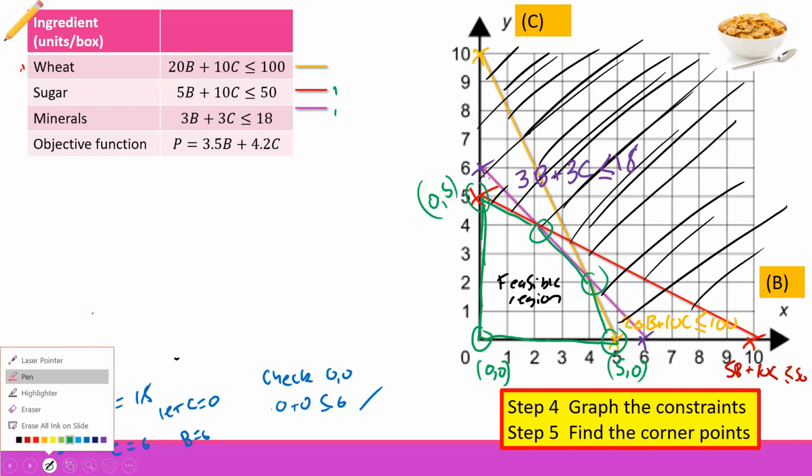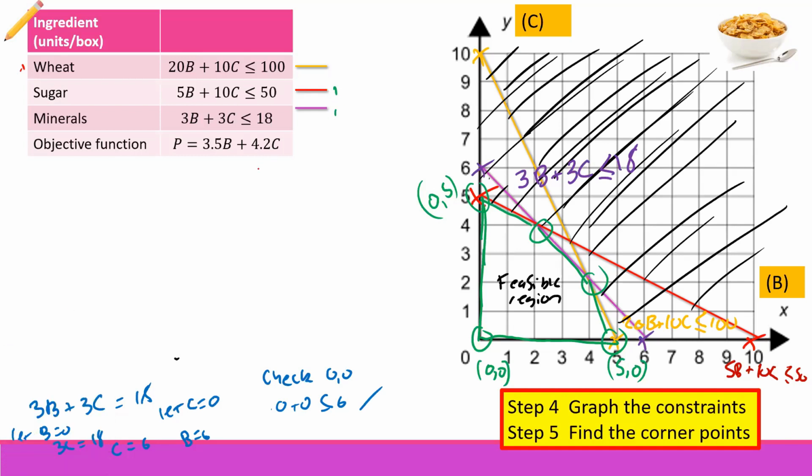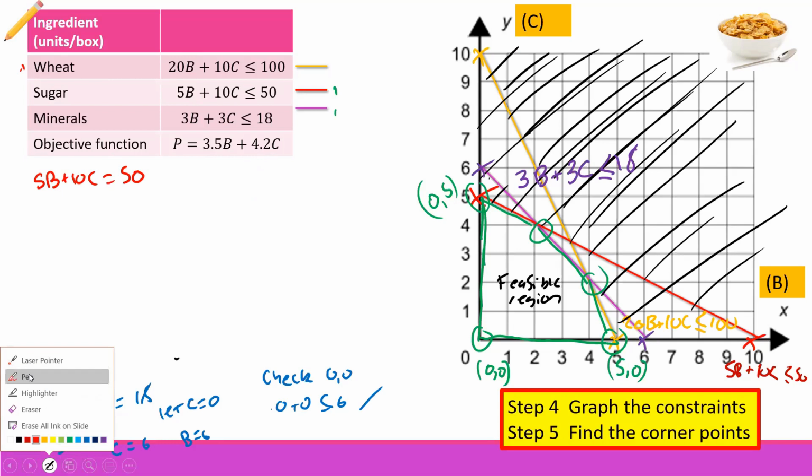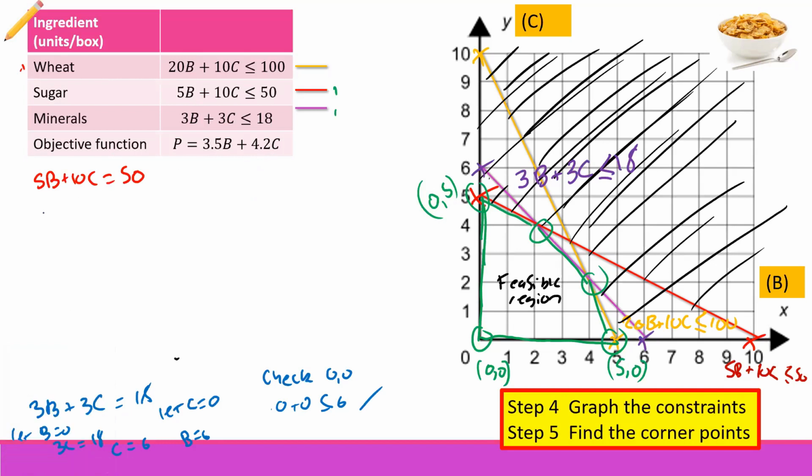So what we would have is 5b plus 10c is equal to 50. And then we've also got 3b plus 3c is equal to 18. Oh, this is going to be so annoying. Why did I make this question so hard? I hate myself. Now you can see why. They just don't add nicely.